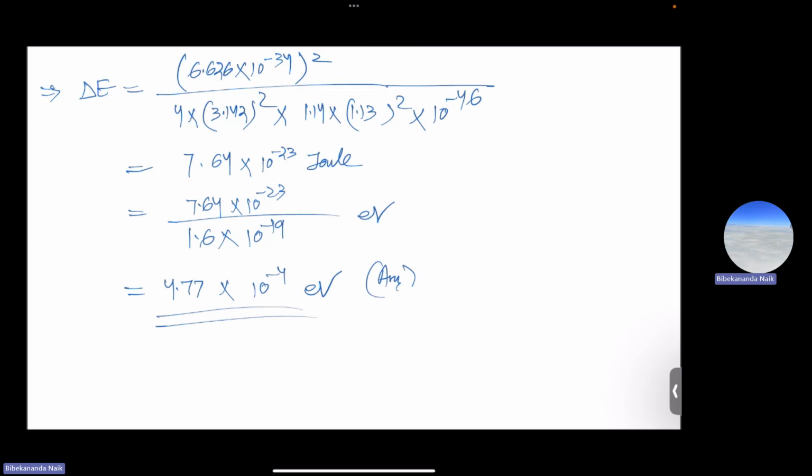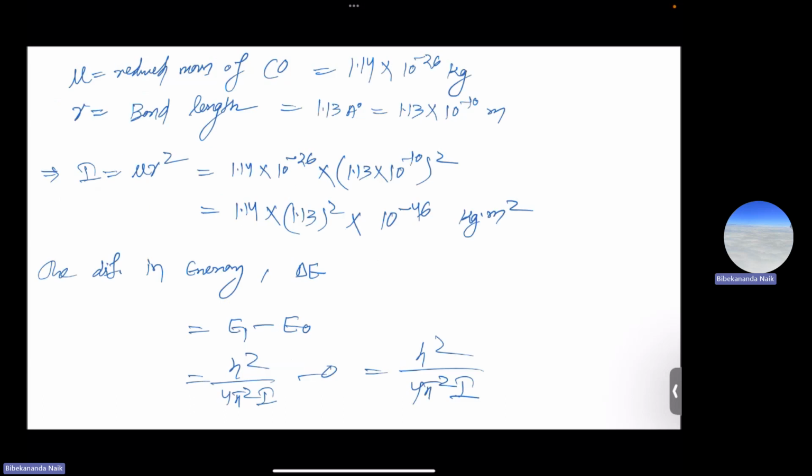If you put all these values, you will get the value of the difference in energy between the ground level, that is J equals 0, and the lowest rotational level, which is J equals 1. So why are we calling J equals 1 the lowest rotational level? Because in order to be considered an energy level, it should have some energy value, and the ground state energy corresponding to J equal to 0 is 0. So the lowest energy level corresponds to J equal to 1, which is the E1 level. If you calculate, the energy difference will be 4.77 into 10 to the minus 4 electron volt, and the correct option will be option A.